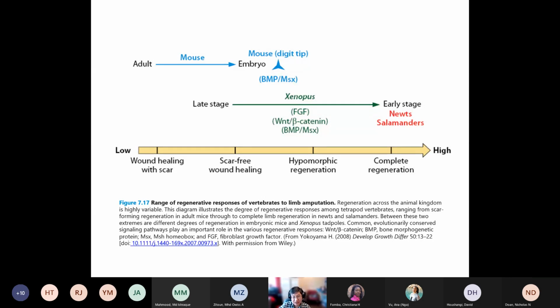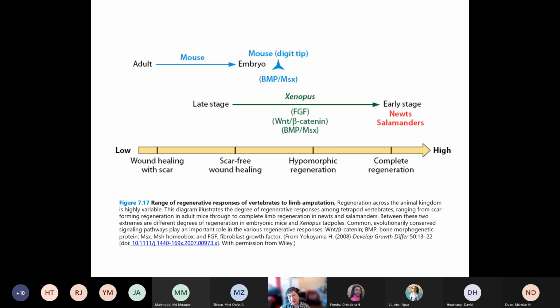On this slide, I will describe the scale or power in different species in terms of limb regeneration. So as you can see, this arrow here means regeneration power ranging from low to high. The low is defined as the lowest, which will be just wound healing with a scar.